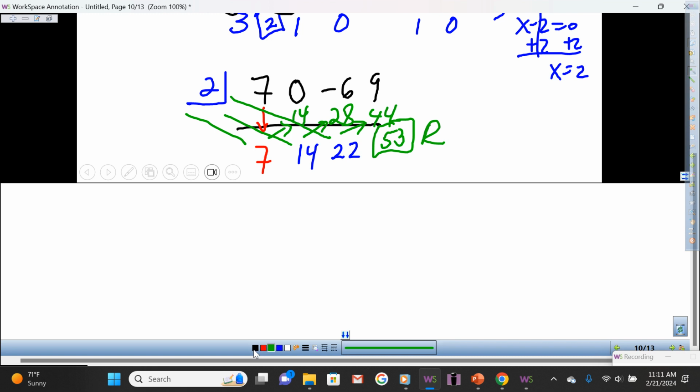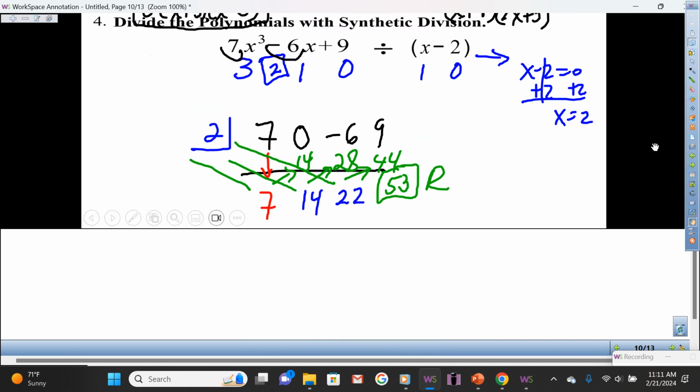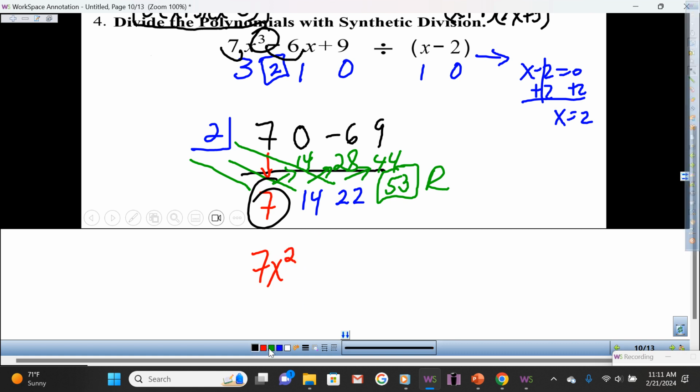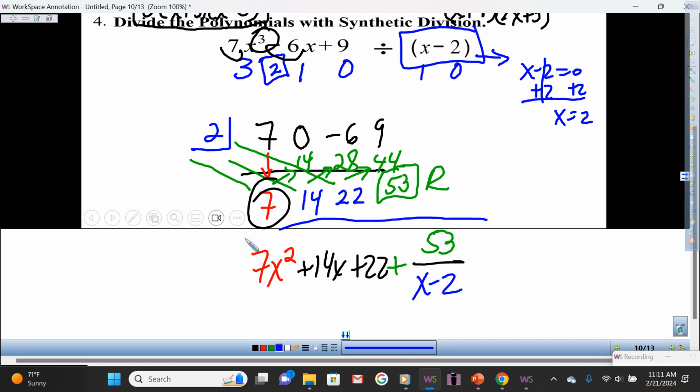So, let's see. We started our polynomial with what? What was the original degree? 3rd degree, which means this becomes what? 7x to the 2nd power. That is correct. And then the rest is 14x plus 22. However, we have a remainder plus fraction 53 over, what is our divisor, everyone? X minus 2. All right?